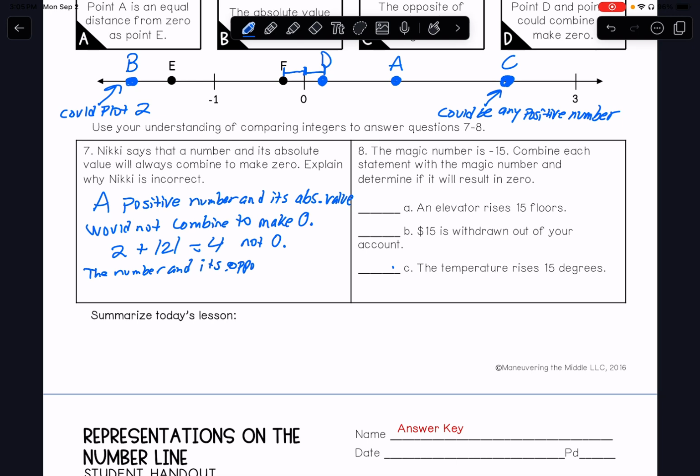All right. Now, number 8, we need to see if these three situations, when they combine with -15, will result in 0. A says an elevator rises 15 floors. Well, that's the opposite of going down 15. So this is true. A positive and a negative, when they're opposites, will result in 0. $15 is being withdrawn. That's a negative. If you combine a negative with a negative, you're not going to get 0. So this is false. And then the last one, the temperature rises 15 degrees. That's going up 15. Up 15 and -15, that will result in 0.